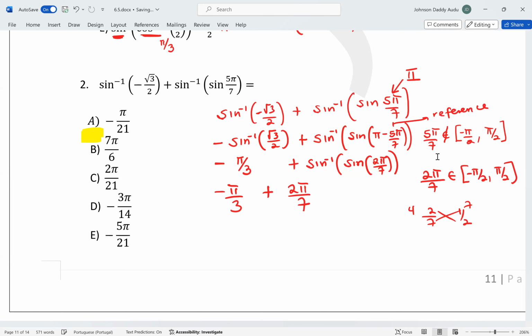right? And that means that we can multiply this by 7. So this is minus 7 pi over 21 plus, multiply this by 3, which will be 6 pi over 21. And this will become minus what? Pi over 21. The final answer.